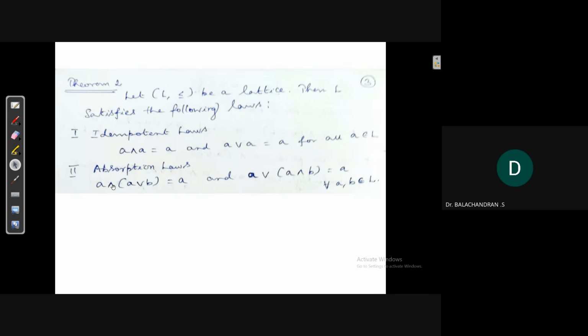Absorption law: A and (A or B) is equal to A. Another law, this is the dual of this one. Dual means instead of 'and' you replace with 'or'. So A or (A and B) is equal to A. We will prove them one by one, 1, 2, 3, 4.